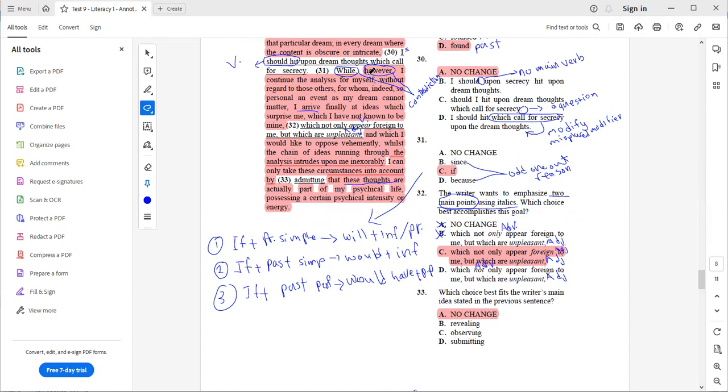However, I continue the analysis for myself without regard to those others for whom indeed so personal an event as my dream cannot matter. I arrive finally at ideas which surprise me, but which I have not known to be mine, which not only appear foreign to me, but which are unpleasant, and which I would like to oppose vehemently, whilst the chain of ideas running through the analysis intrudes upon me inexorably. I can only take these circumstances into account by admitting that these thoughts are actually part of my psychic life, possessing a certain psychic intensity or energy.